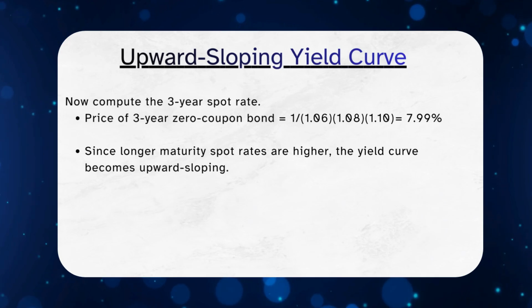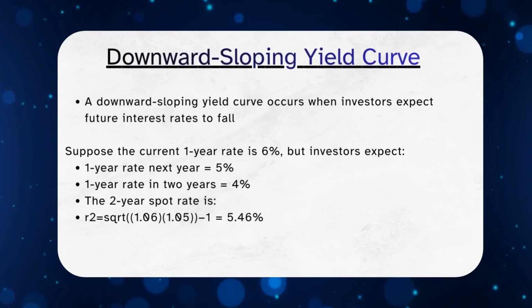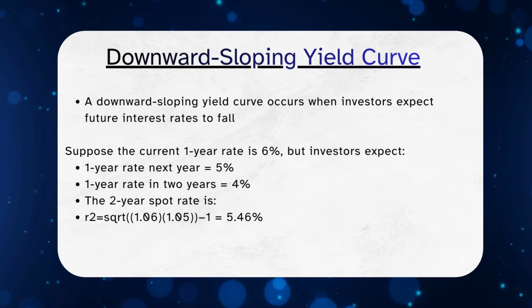Now let's examine the downward sloping yield curve. A downward sloping or inverted yield curve occurs when investors expect future interest rates to decline. In this case, longer-term yields become lower than short-term yields. Suppose the current one-year interest rate is 6%, but investors expect the one-year rate next year to be 5%, and the one-year rate in 2 years to be 4%.